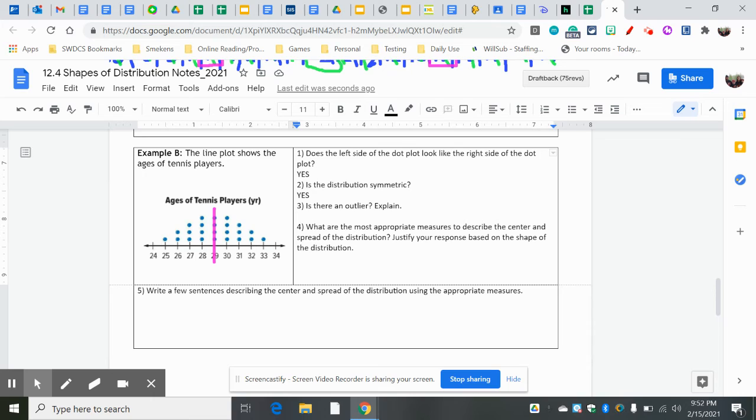Is there an outlier? No, you should have said no, there is not an outlier because I do not have any data value that is much greater or much less than the rest of my data values. So what is the most appropriate measure to use for the center and the spread of distribution?